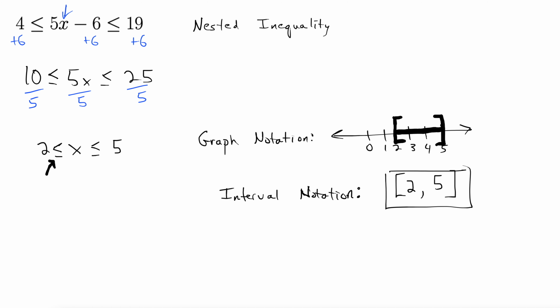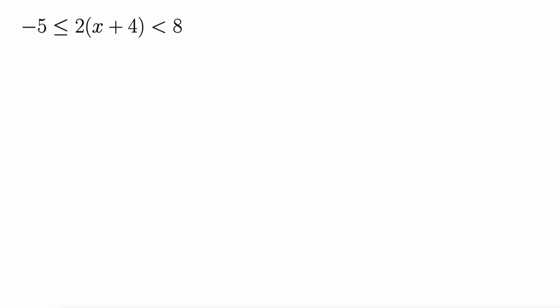Let's try another one. Here we have -5 less than or equal to 2 times the quantity x plus 4 less than 8. And you have a few options on how to proceed here. You could divide both sides by 2 right off the bat. I think I'm going to leave the 2 in and instead distribute the 2 first. Both would work. There's slightly less fractions the way I'm about to do it though. So let's distribute the 2.